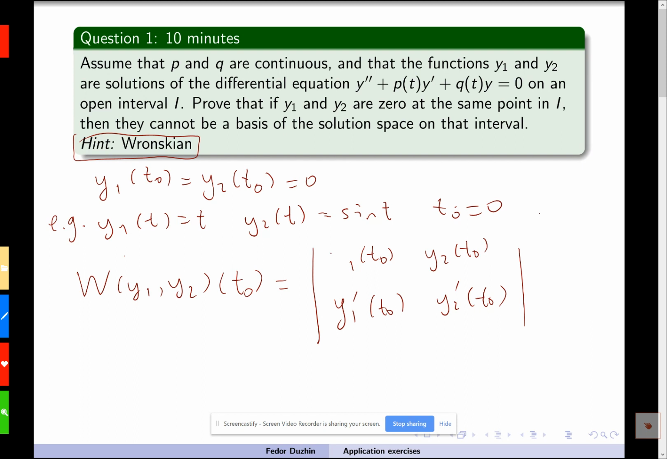Now we are given that both values are zeros, which means that the first row of the Wronskian is 0. So therefore the Wronskian is 0, and now we can indeed conclude that the functions are linearly dependent, because there was a theorem in the lecture that tells us that if the Wronskian is 0 at just one particular point, then the functions are linearly dependent and the Wronskian is constant 0. So then y1 and y2 are indeed linearly dependent.